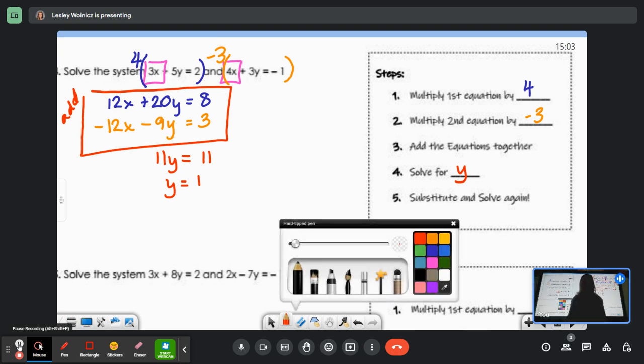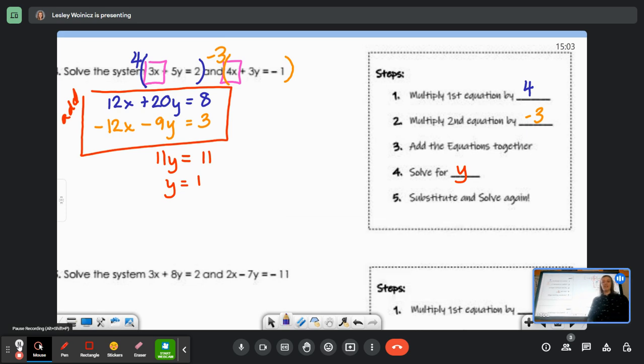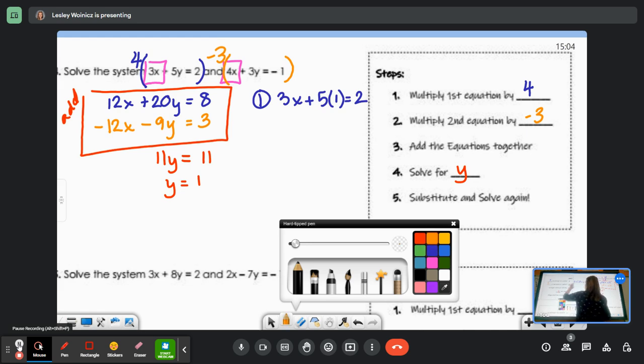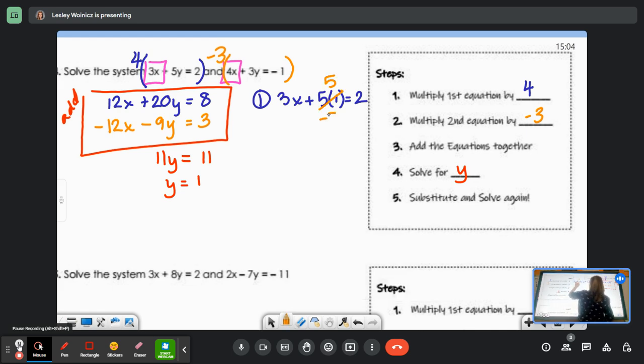All right, pick your favorite, most friendly equation. We always plug back into our original equation, just in case we made any algebra mistakes by rearranging. Which one? First one? Okay, so that one was 3x plus 5 times y, which is 1, we know that now, equals 2. So I know that 5 times 1 is 5. So I'm going to subtract away 5 from both sides. And I get 3x equals negative 3, and therefore x is negative 1.